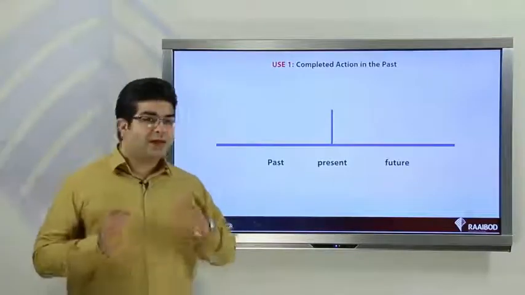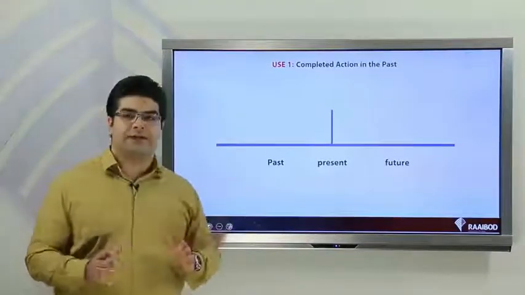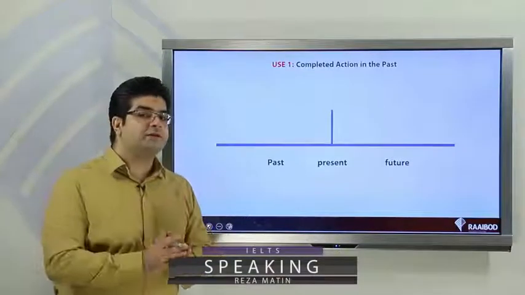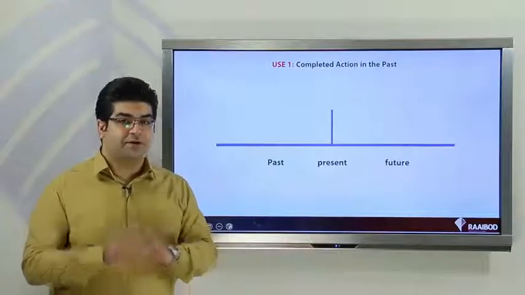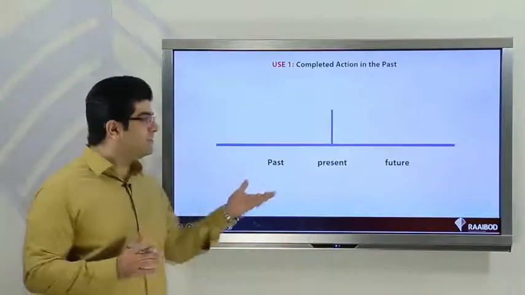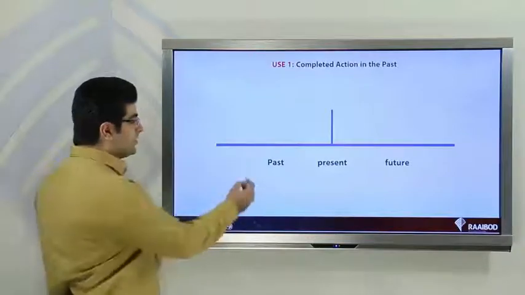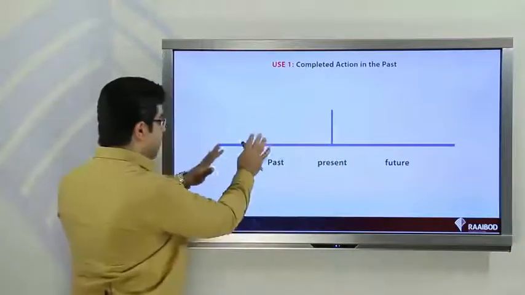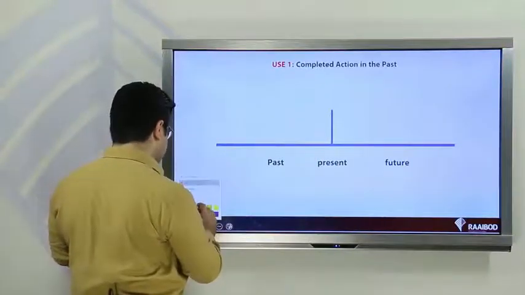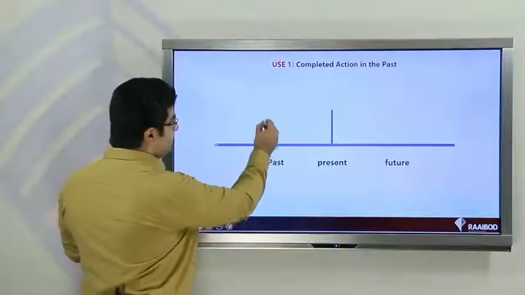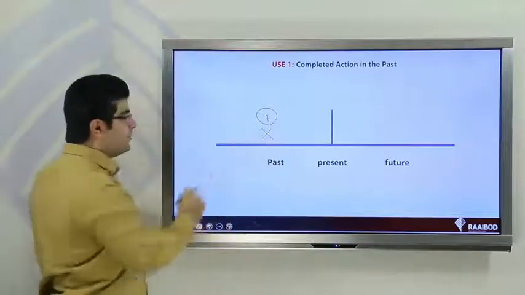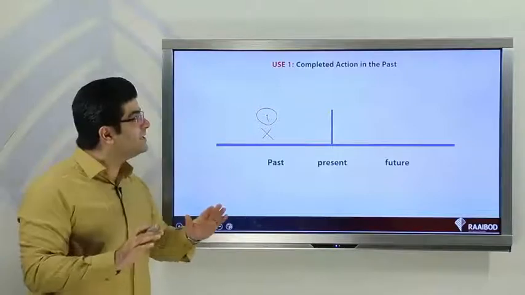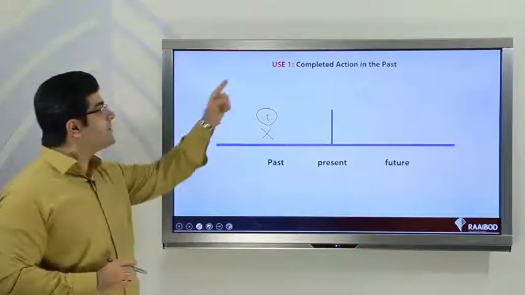Use 1. It's about a completed action in the past. What does it mean? A completed action in the past. It started in the past and it's finished there. Look here. Suppose this is a time chart, for example. So here is the past, this is the present time, and there is the future. We don't want them here now. In the past, look, if something, for example, my first verb just happened there. It started in the past and it's already finished. It's a completed action in the past. This is your use 1.